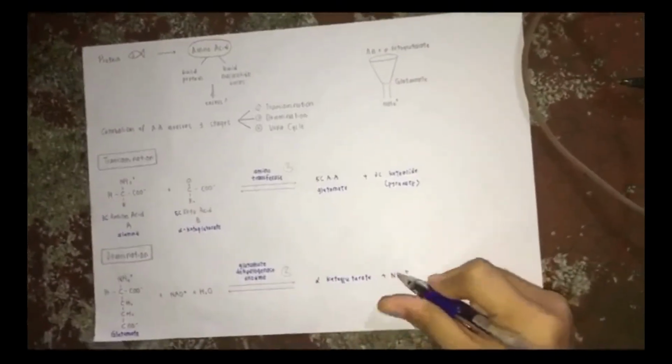Deamination is a reaction where the amino group is removed from the glutamate using the glutamate dehydrogenase enzyme, which will produce alpha ketoglutarate and ammonia. So now the ammonia can be fed into the urea cycle.